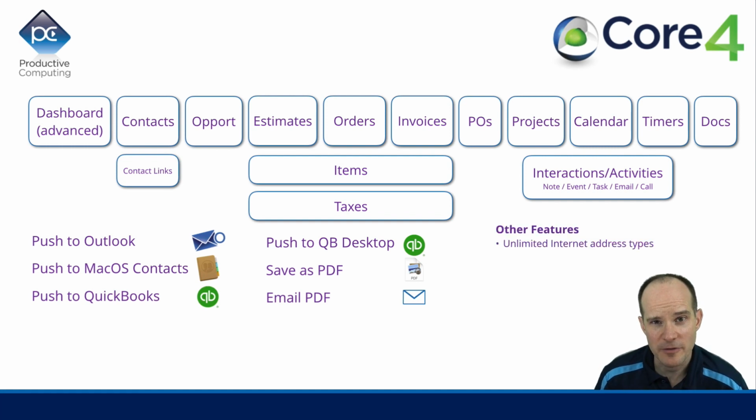So let's take a look at some other features here. We have unlimited internet address types. What does that mean? It means that if you have a contact and you want to keep track of their LinkedIn address or their Facebook profile or their Twitter account, you can put all of that information in there as far as the URL goes, and you can keep track of those extra things that we like to keep track of people, but don't always have a place to put it. So the Core4 comes complete with all those neat features.